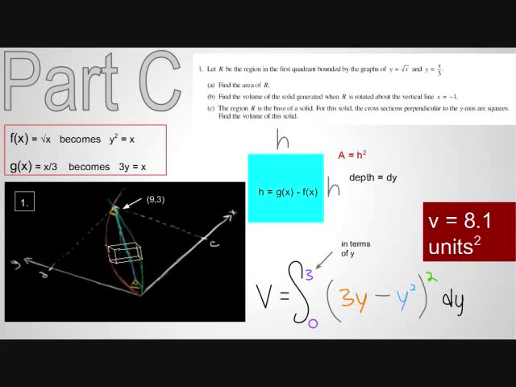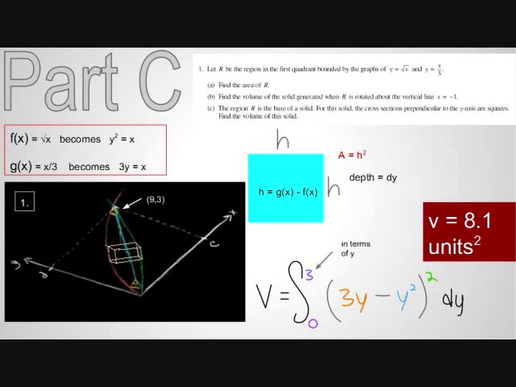Now, just like in part B, to find the volume, we have to take the integral of the area. And in this case, the area will be of a square because that's what it tells us to use. So the area of a square is length times width, or height times height in our case.